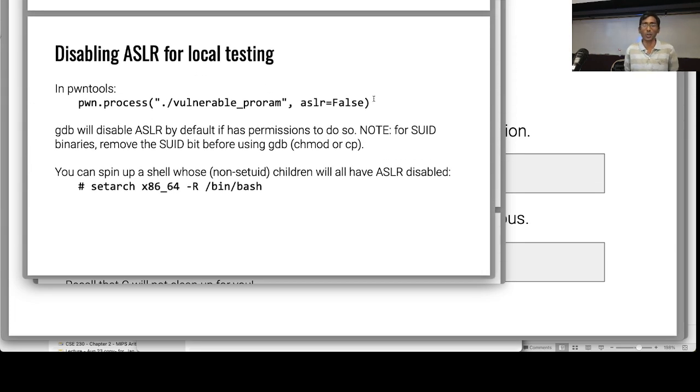And in your pwn tools, you need to set ASLR equal to false if the challenge says that no position randomization has been implemented. Otherwise, it will take care of it.